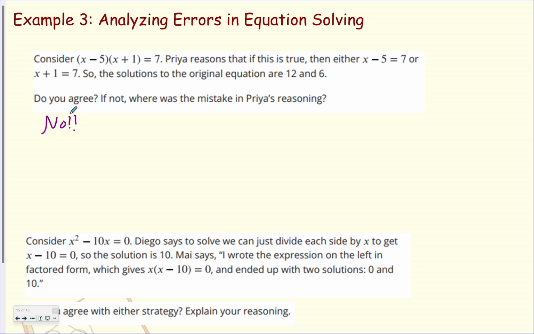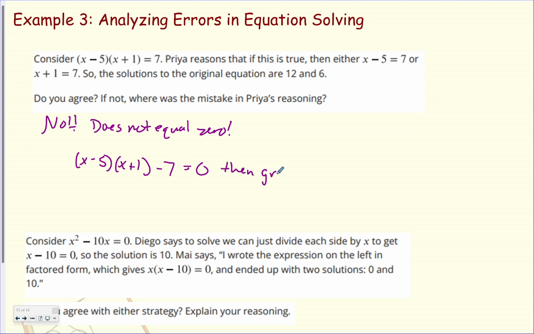No. Remember, this doesn't work. There is no 7 product property. That thinking does not work. In this case, the product must equal 0. So in this particular case, we have to graph. The only way we have is to do (x - 5)(x + 1) - 7 = 0, then graph. That's really the only way you're going to handle that right now.